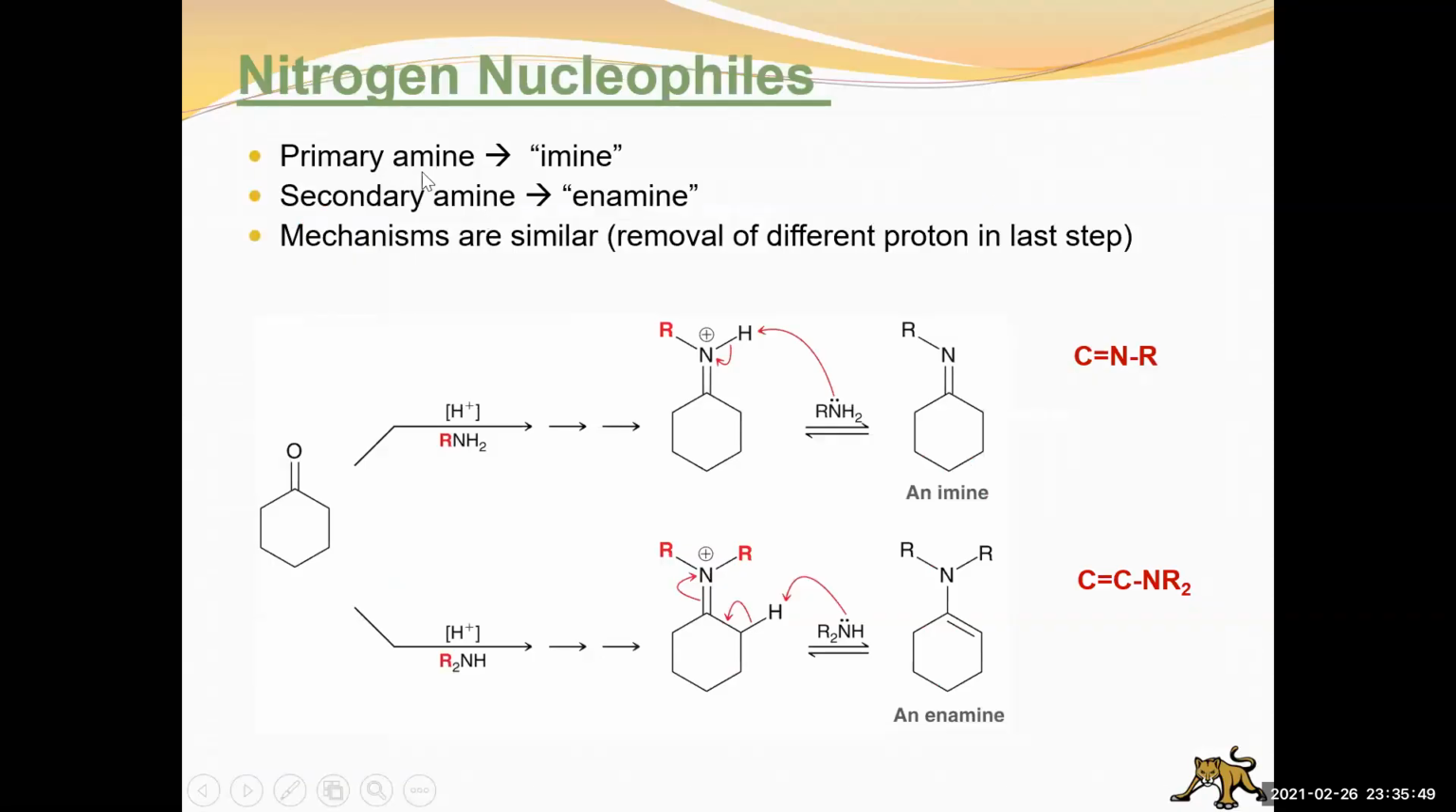So when you start with a primary amine, you're going to get an imine. If you start with a secondary amine, you're going to get an enamine. We'll see how the transcription service that goes with Zoom manages to handle those. Mechanisms are similar, except for the proton in the last step.